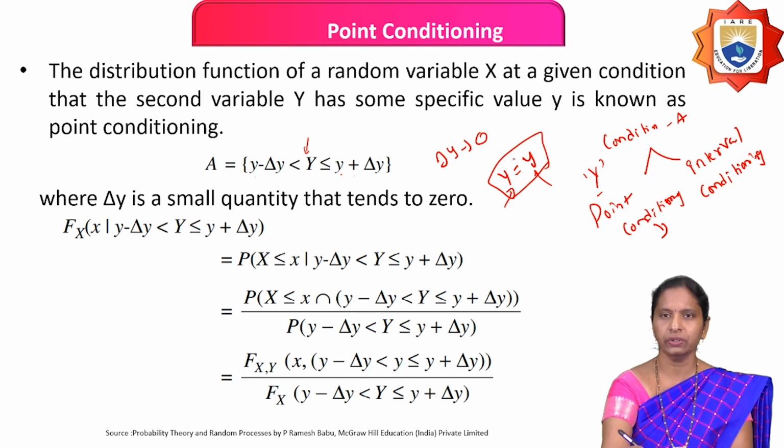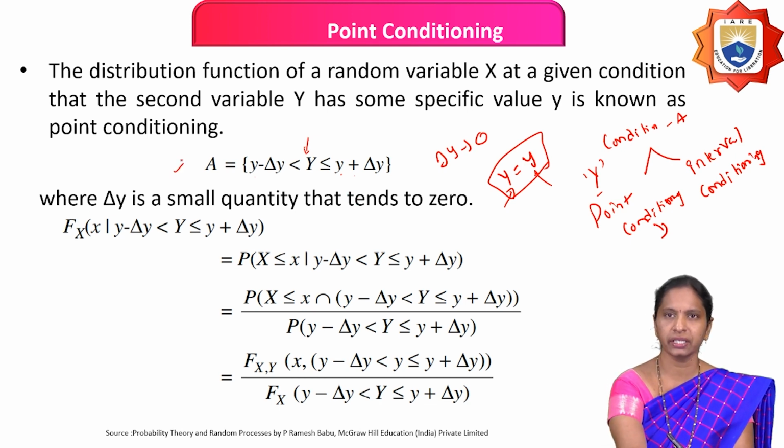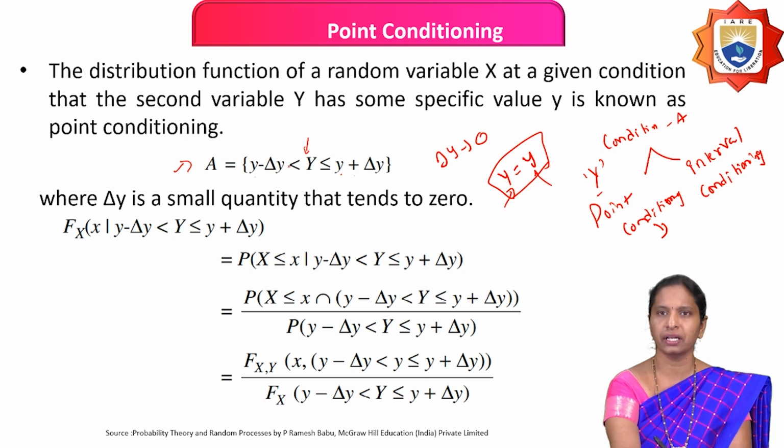Now, in order to derive the conditional distribution and density function in the case of point conditioning, I am defining the point conditioning event as y minus delta y less than or equal to y plus delta y. What is delta y here? It is approximately 0. If it is approximately 0, then what is the random variable y equal to? It is equal to y, because y minus delta y is nothing but y, less than or equal to y. That is nothing but the random variable y is equal to y.